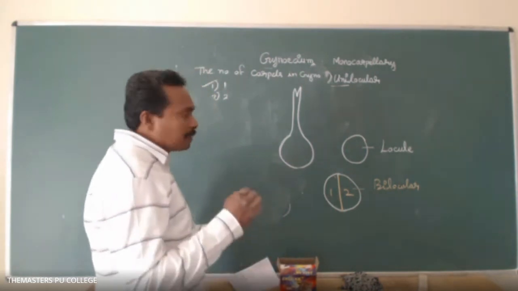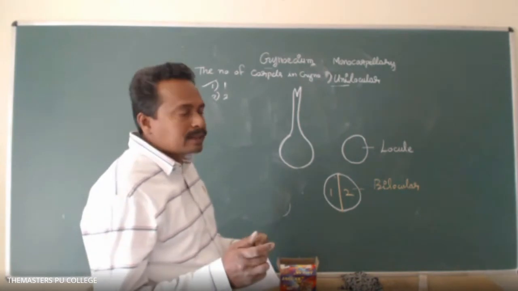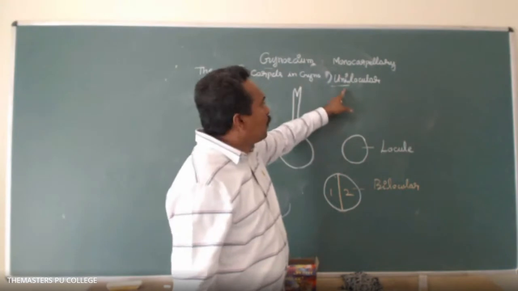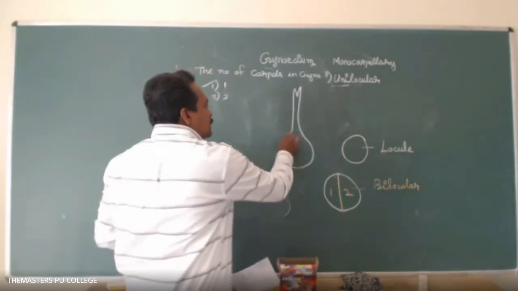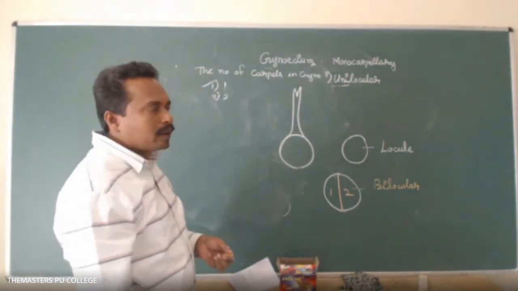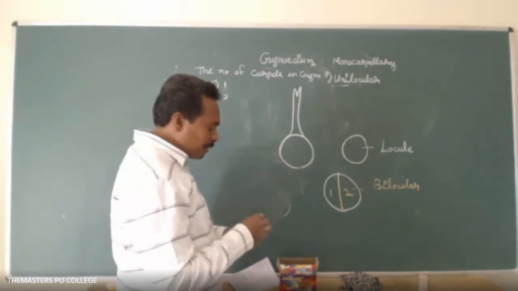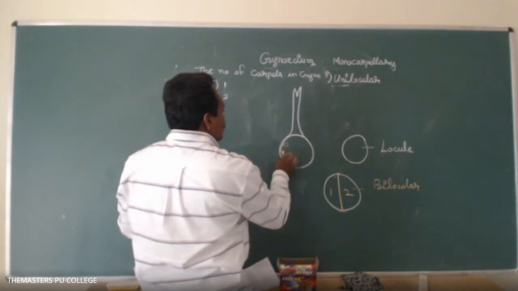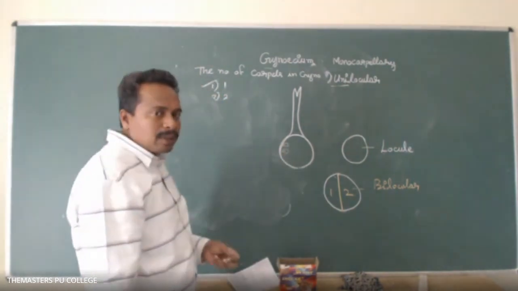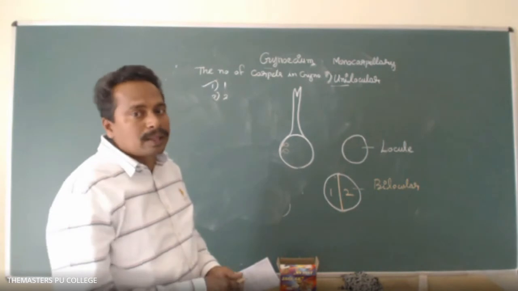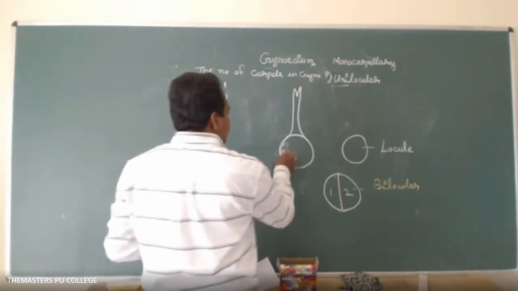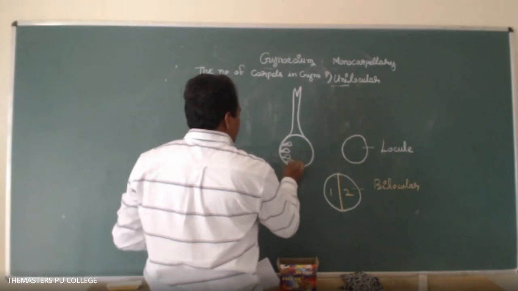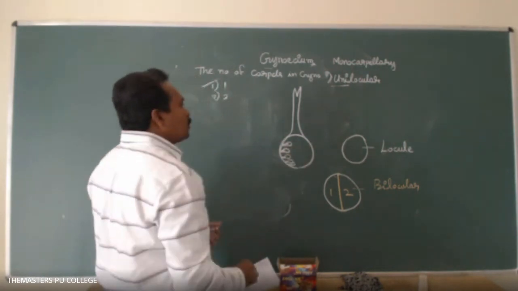In the Fabaceae family, the gynoecium consists of one carpel, meaning monocarpellary. One chamber is present, that is unilocular, and the ovules are attached. What is the placentation? You have already learnt about the types of placentation. Marginal placentation. Very good. Marginal placentation.